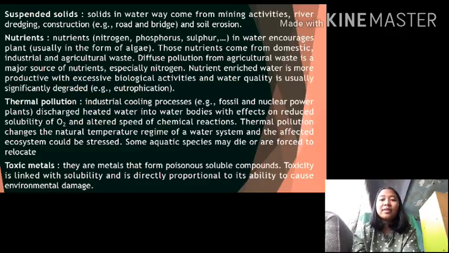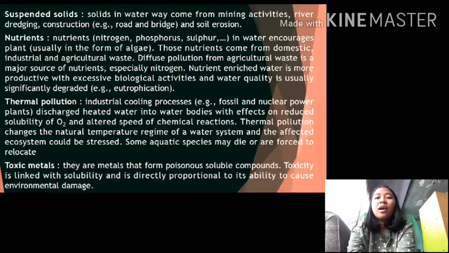eutrophication. Next, thermal pollution. Industrial cooling processes, i.e. fossil and nuclear power plants, discharge heated water into water bodies with effects on reduced solubility of O2 and altered speed of chemical reaction. Thermal pollution changes the natural temperature regime of the water system and the affected ecosystem could be stressed. Some aquatic species may die or are forced to relocate.